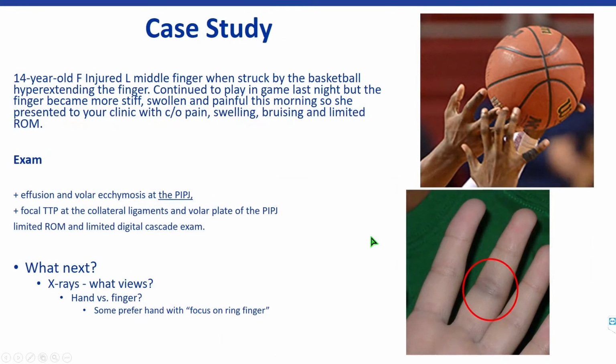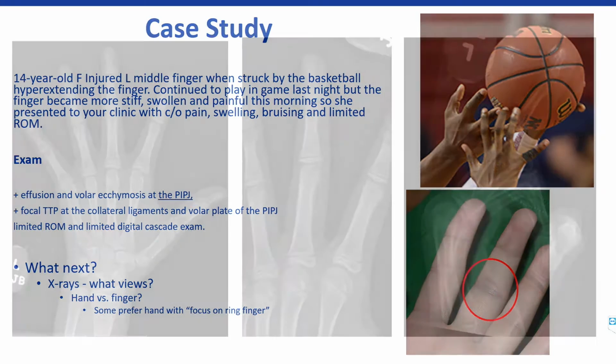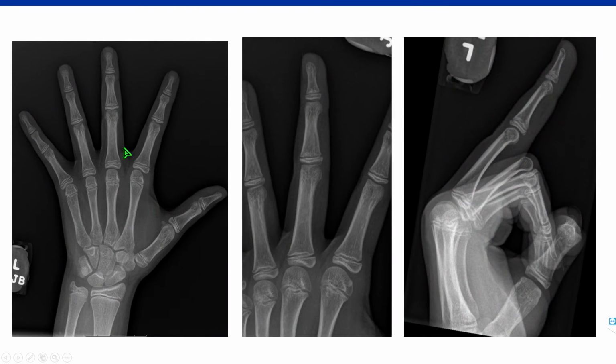Our next case study is a 14-year-old female who injured her left middle finger when it was struck by a basketball. She continued to play, but the next morning was more sore, swollen, and with limited range of motion, so they came in to get it seen. What next? Again, I would advocate to order x-rays of the hand and focus on the ring finger. So we get those views, a pretty normal AP again, nothing too alarming there. The oblique looks normal as well. And we get to our lateral, it looks pretty normal.